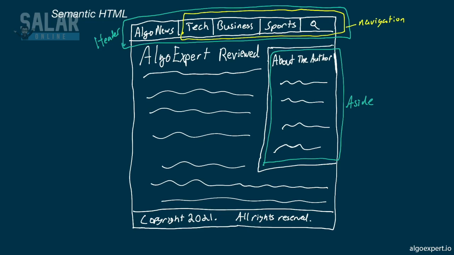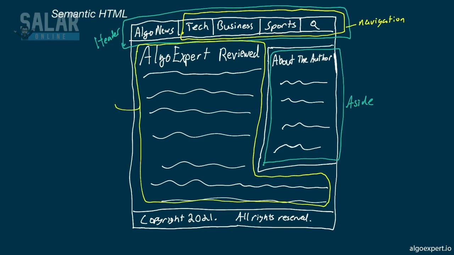Next, we have the actual article. And of course, we can use the article tag for this. And the test that we had was, could we take this article and put it somewhere else on the web and have it still make sense? In this case, it's an article reviewing FrontendExpert. And I think that would make sense just about anywhere on the web, or at least in other places on the internet. And then finally, at the bottom, we have this footer information, the copyright info, and the all rights reserved. So we can use the footer tag for this.